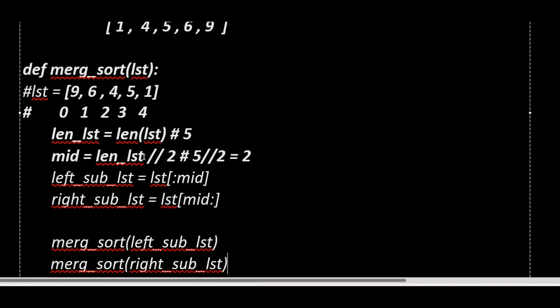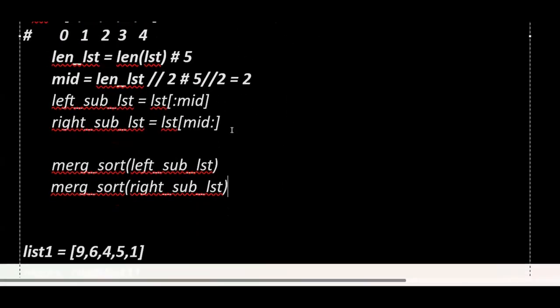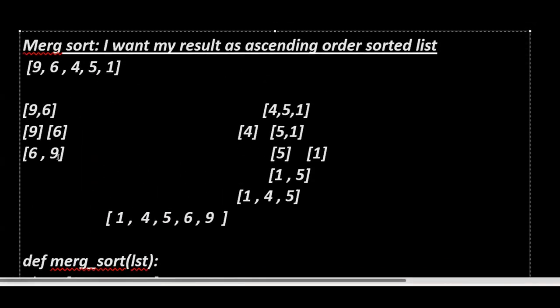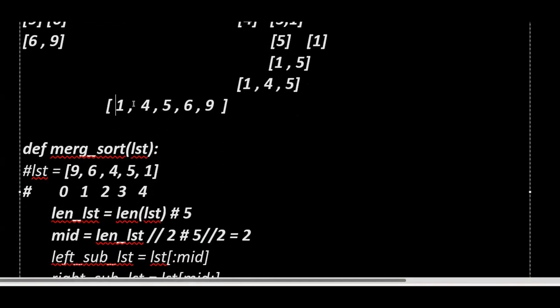So after sorting my left sublist as well as right sublist, now you can tell me what I am doing. After sorting, I'm just arranging these elements into my list and providing the list that I need as a result. What is the result list I have? LST. For that list, I just need to provide my data like this, as sorted data.